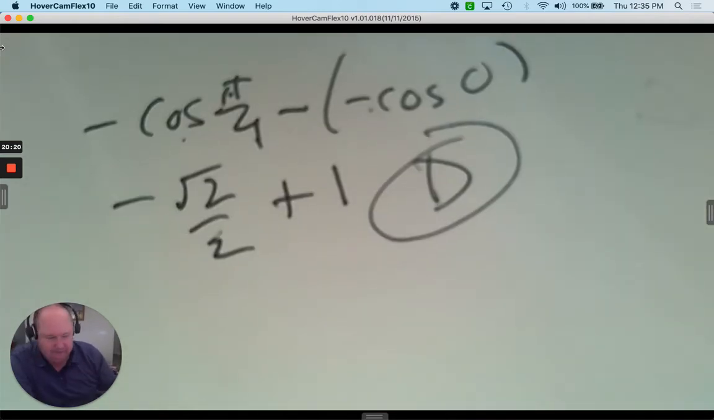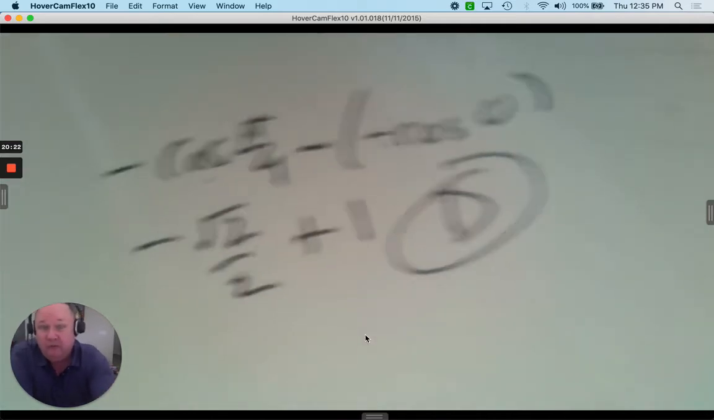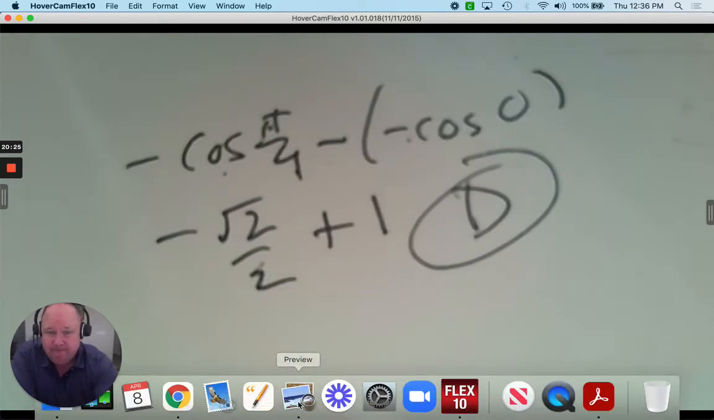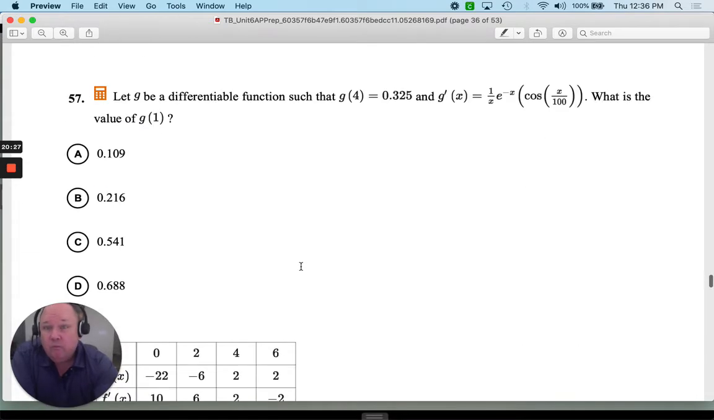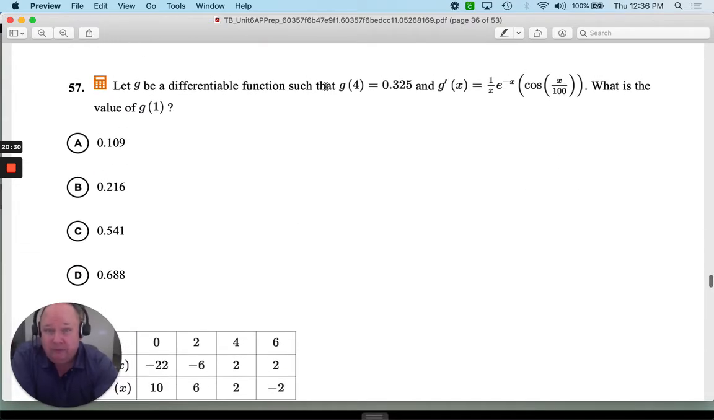Number 57. It's a calculator question. So press pause and get your calculator. It says let g be a differentiable function. So g at 4 is that. It's called a starting value problem. It gives you a starting value, which is 0.325. And then it gives you the derivative, and that tells you the increase or decrease from there. So I'm going to add, and now I'm going to integrate. So 4 is my lower bound, and then I want to know 1. So 1's my upper bound.